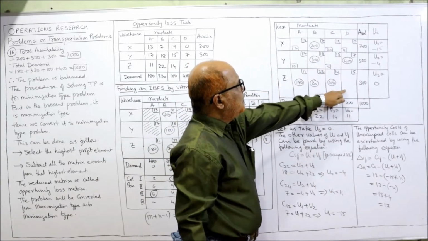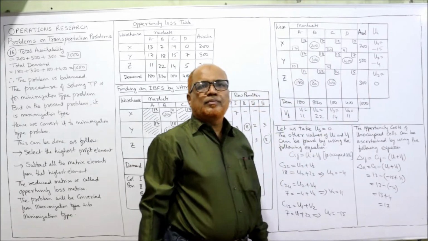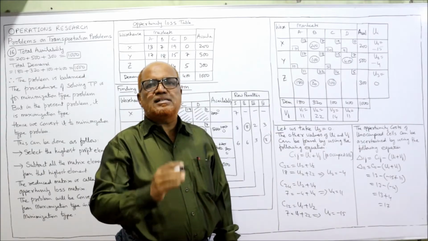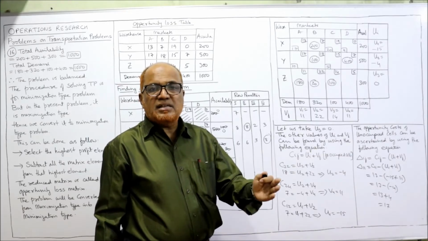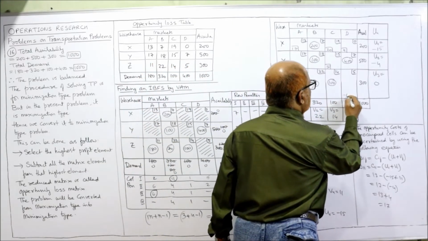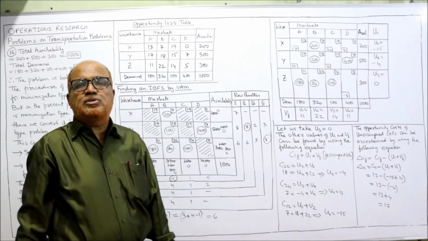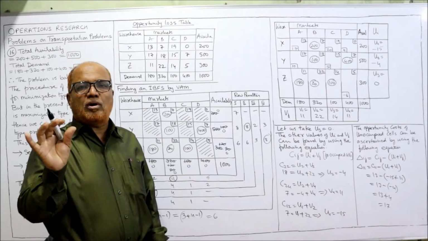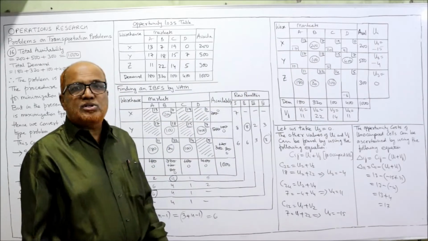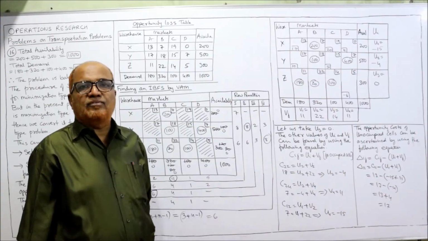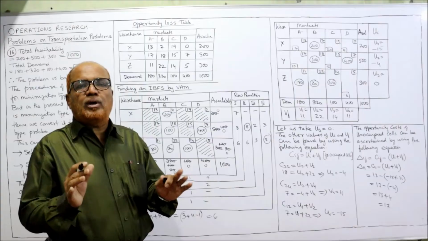Right? Last cell, this one. Now here, 5 minus 11 is minus 6. So one opportunity cost is negative. So these allocations are not the optimum solution. If all the opportunity costs are positive, we reach the optimum solution. Here all the opportunity costs are not positive. One opportunity cost is negative, so not optimum. We have to change the allocations.